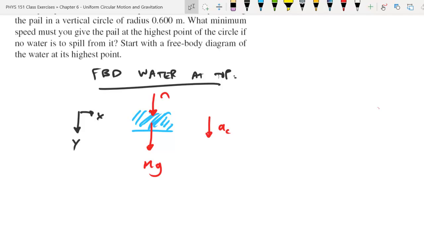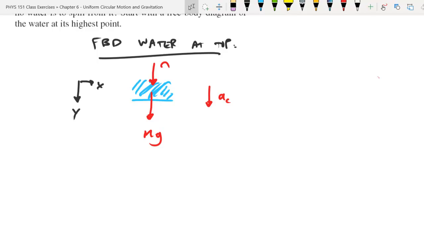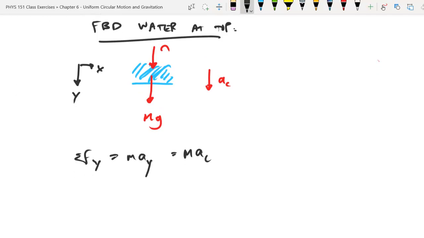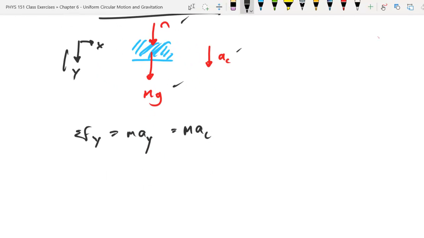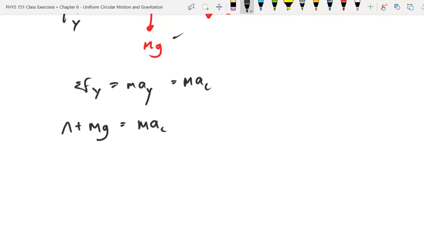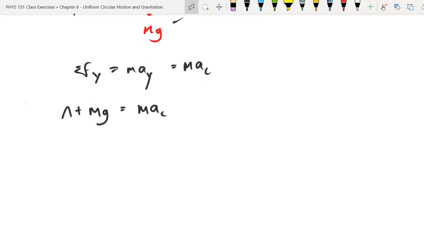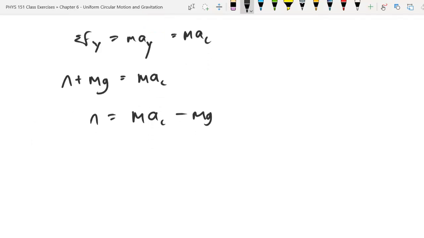Okay, so I know that it's in a vertical circle, so when I sum the forces in the y direction, I get mass times acceleration in the y direction, which is my mass times centripetal acceleration, which is positive because I call positive downwards, right? All of these are actually positive: the normal force, the weight, and the centripetal acceleration. So the sum of the forces is the normal force plus the weight equals the mass times the centripetal acceleration, right? So we can say here that the normal force is the mass times the centripetal acceleration minus the weight, right? Just some algebra there.